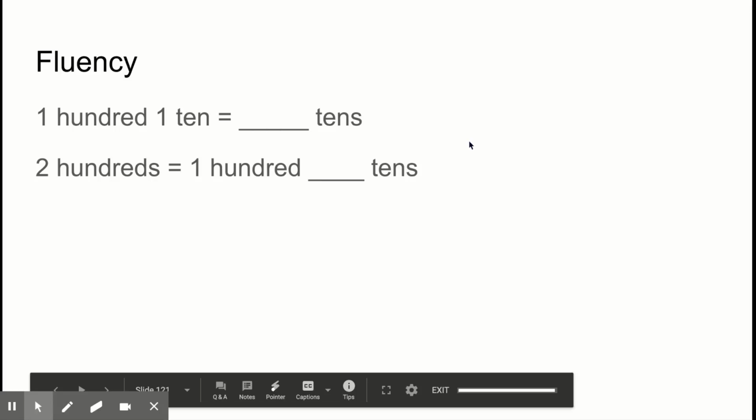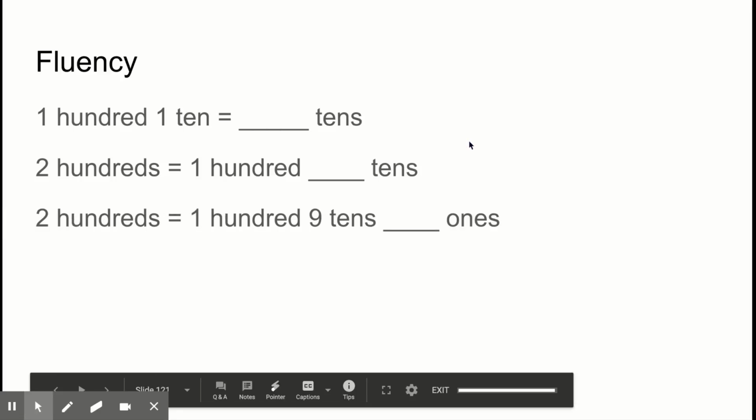All right, what about 2 hundreds? 2 hundreds equals 1 hundred and how many tens? 10 tens. 2 hundreds equals 1 hundred plus 10 tens, which would be another 100, so it equals 200.